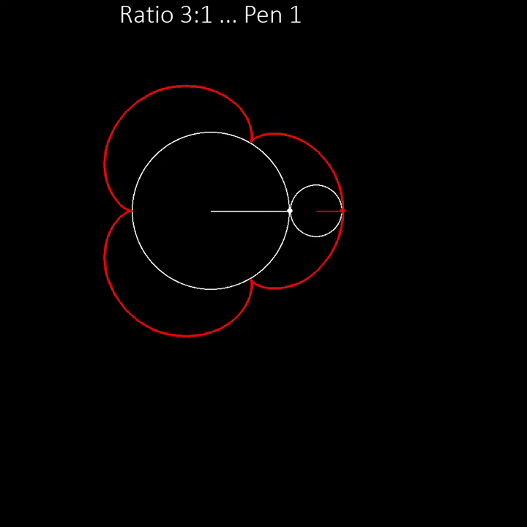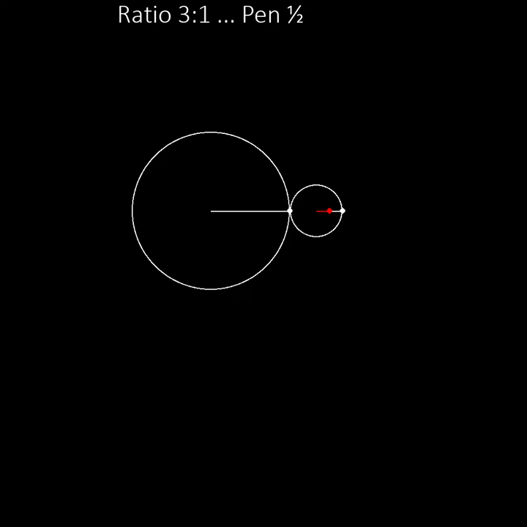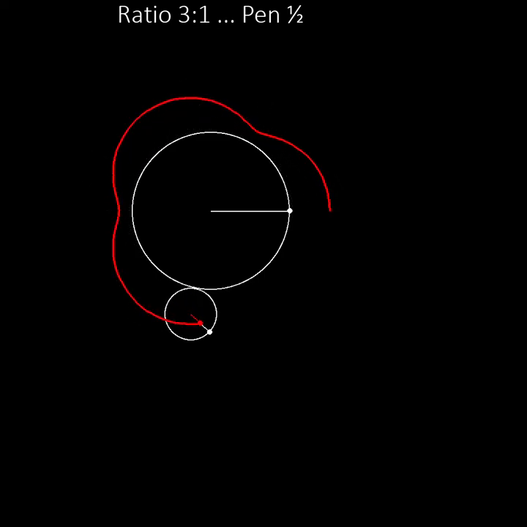But we don't have to put the pen at the edge of the wheel. We could put the pen halfway along the moving wheel's radius, like this. We will call this pen position 1/2. This is the curve that we get with this pen position. Notice that the pen no longer touches the central wheel, and the curve has become smoother and less spiky than it was before.